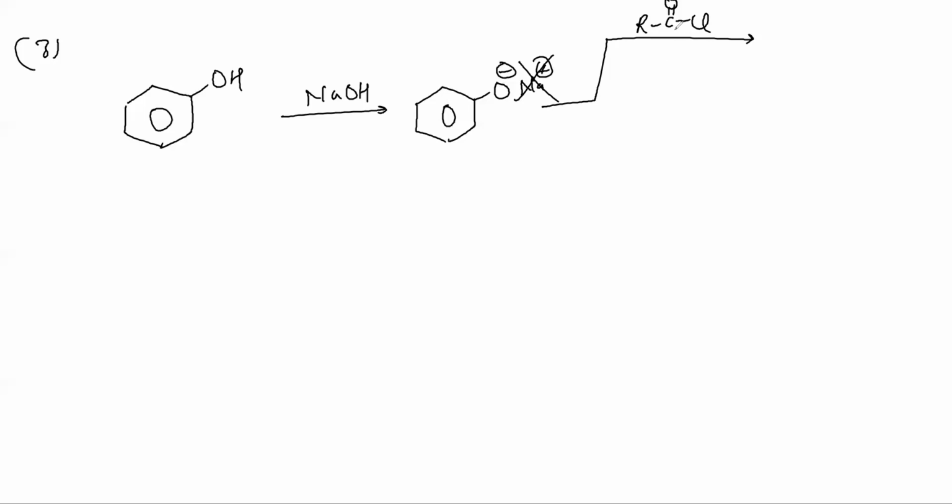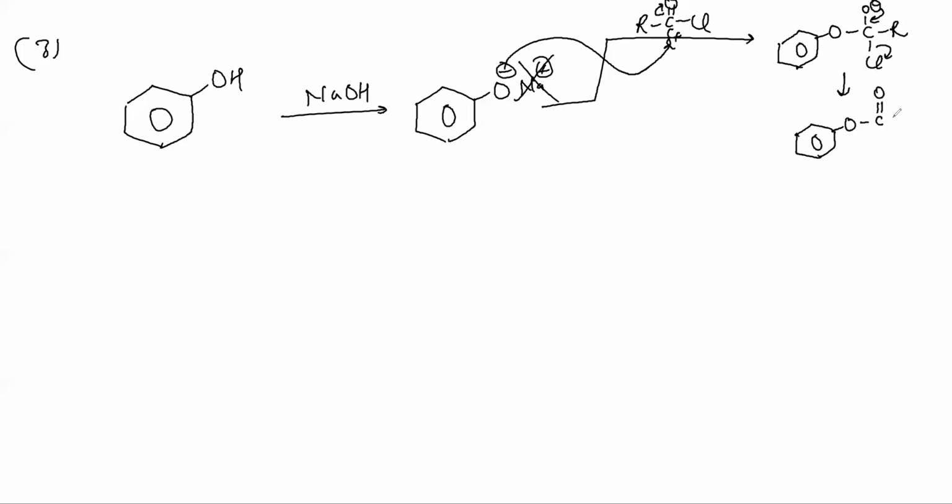Okay, fine. See, oxygen is having delta minus, carbon is having delta plus. So this will attack here, this pi bond will break. So we are going to get this O, C, O minus, R, and here Cl. Then Cl will leave. Eventually, we are going to get this.